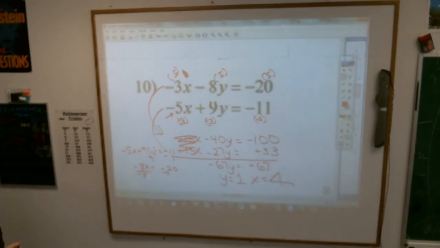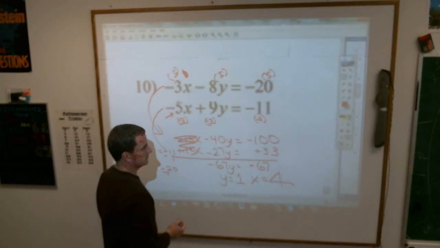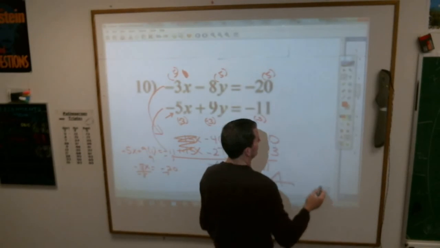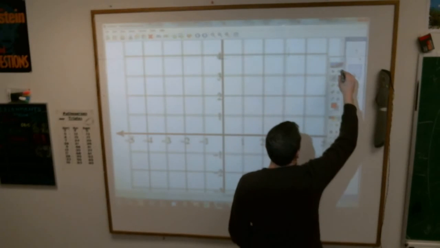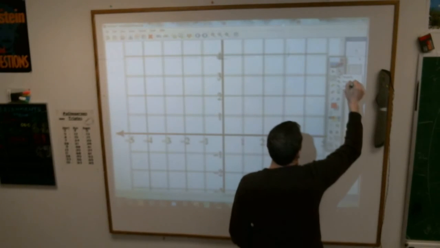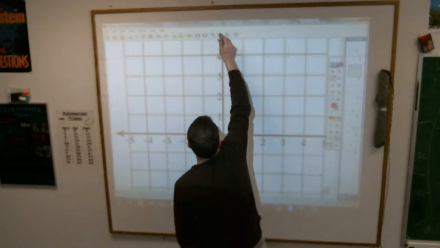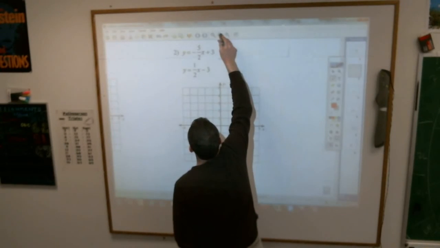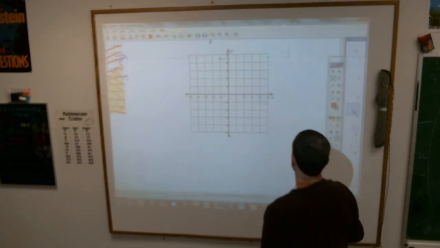Could you explain more about graphing, because I still have trouble with it? Which one? Just any of them. Give me a number, because I'm so close to the board here. 14. Which one am I on? 2. 10. 14.